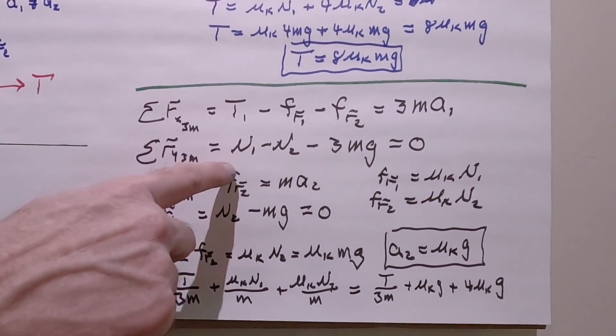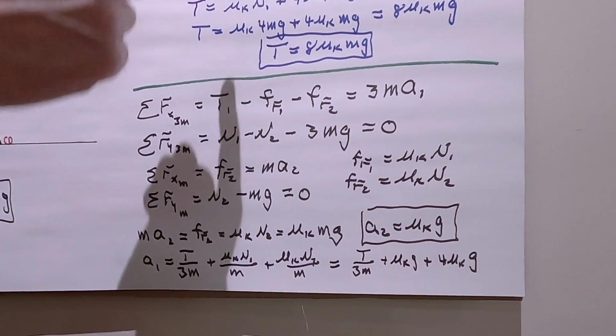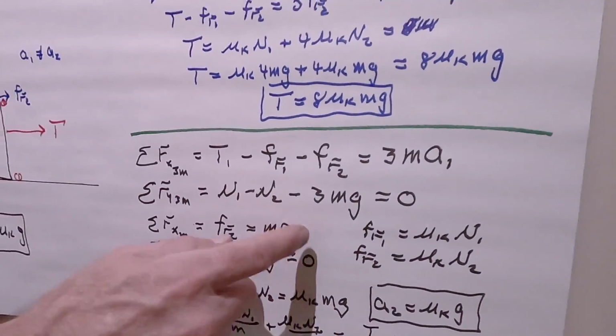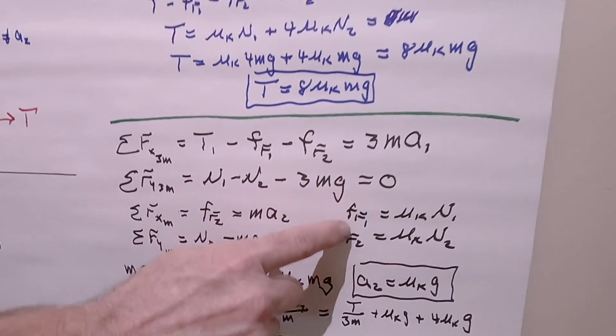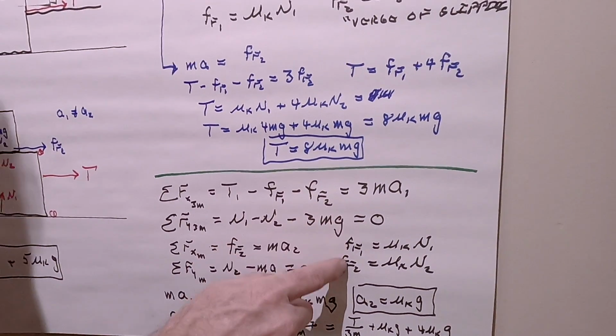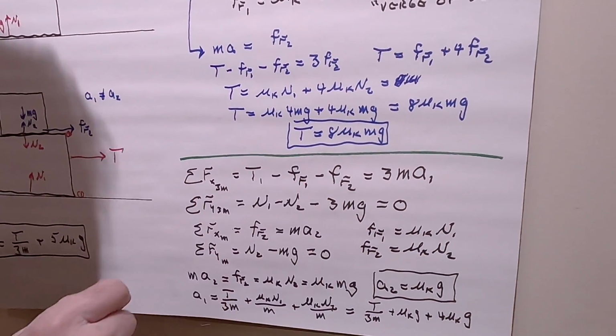So the equations are exactly the same. Here we have N1 minus N2 minus 3mg equals 0. It's the same thing we had up here. This is MA2, and that's the same one we had here. The frictional forces are both mu K, since they're slipping on both. And so we have frictional force on both.